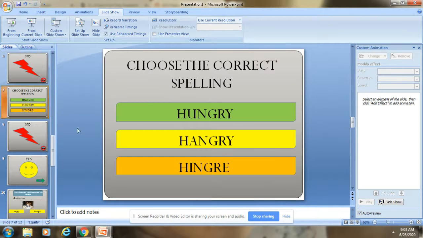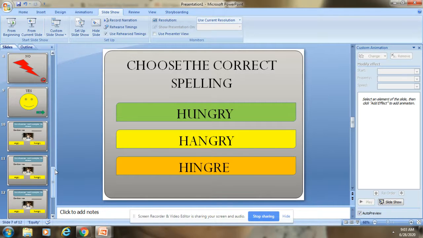Choosing the correct spelling is always great fun, but you can create any activity where your students have to choose between a right or wrong answer. It can be context based, it can be spelling based, it can be whatever you want it to be.